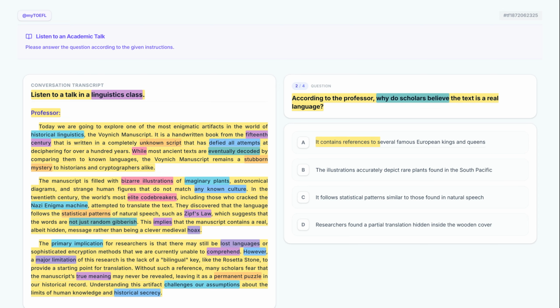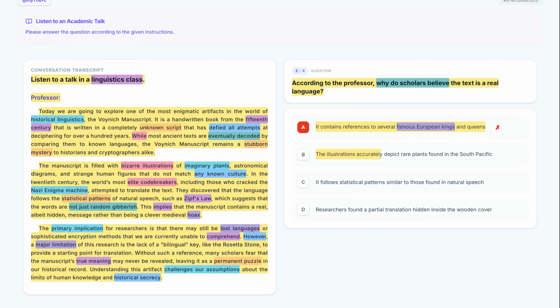It contains references to several famous European kings and queens. There is no mention of famous European kings in the lecture. This is an invented detail designed to sound historical. Eliminate it. Now, let's check what option B suggests. The illustrations accurately depict rare plants found in the South Pacific. The professor states the illustrations are of imaginary plants, which directly contradicts the idea that they depict rare plants found in the real world.